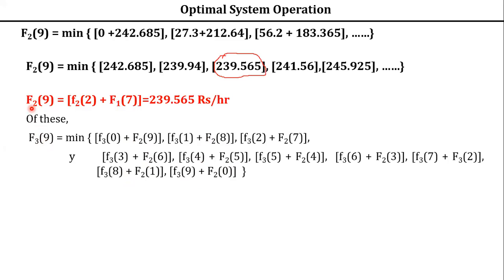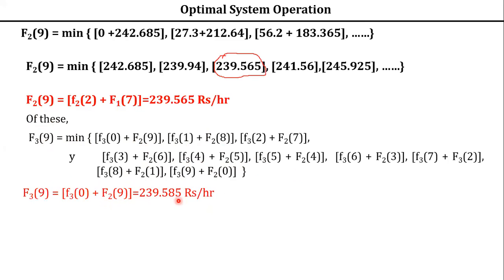Similarly, F1 of 9, F2 of 9 is over, F3 of 9 is over. This is how you are going to calculate. And after getting all these values, what is the minimum among these values? That you have to write here. Approximately I have written it here. Actually, you will get the same units; I will tell you later. Now 239.585, this is the combination you got.